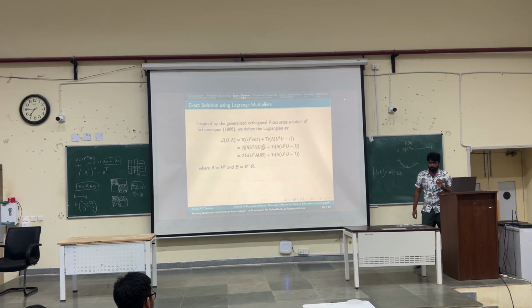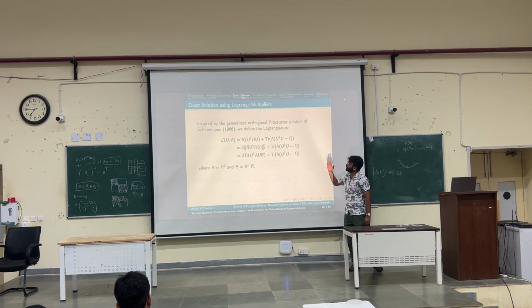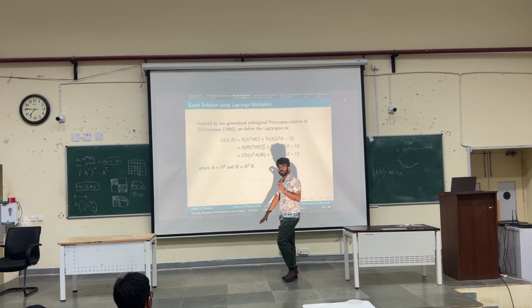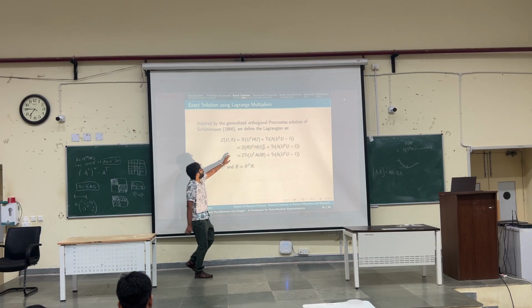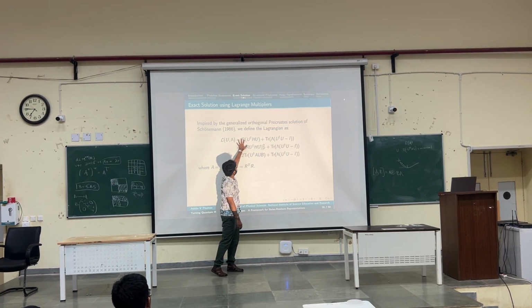And what happened is that you have to define a Lagrangian. This is not the Lagrangian that you see in classical mechanics. For me, Lagrangian just means a cost function. I want to minimize this cost function. So this is the roughness.